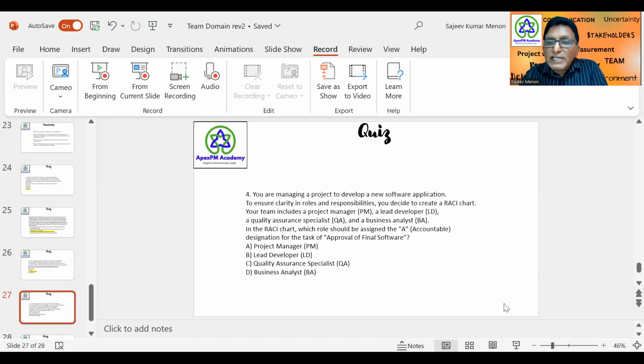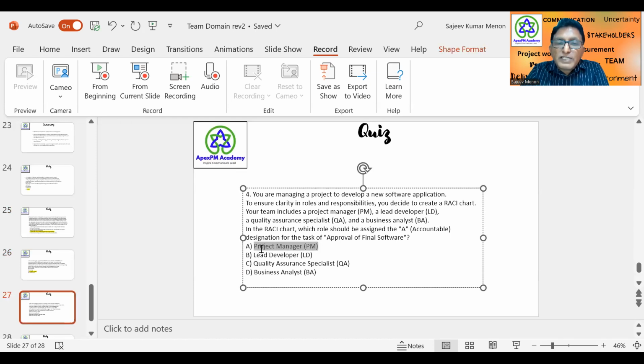So here they're trying to test you on the knowledge of the different roles. Who is accountable and who is responsible? The lead developers, they develop the solution, so they are responsible, not accountable. Quality assurance specialist, they are responsible for testing and validating the software. And a business analyst is responsible for getting the requirements. So who is accountable? It is the project manager. So here, the correct answer is project manager.